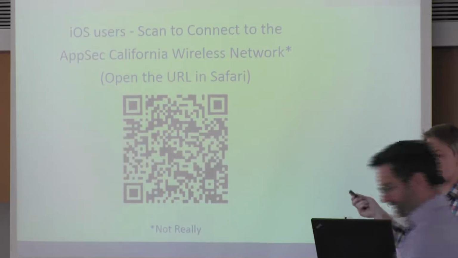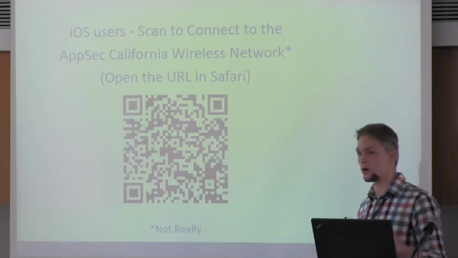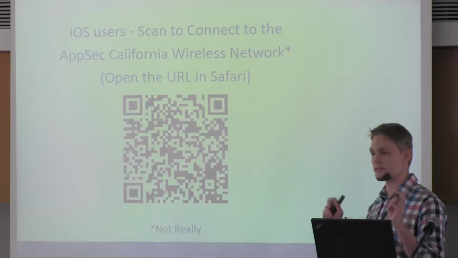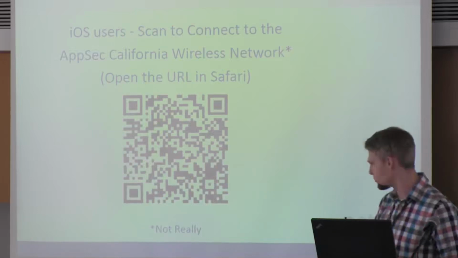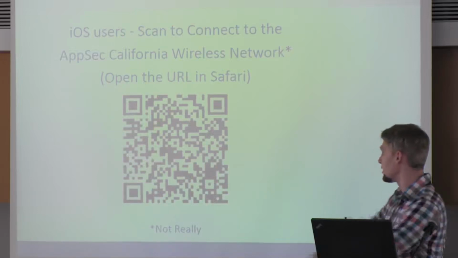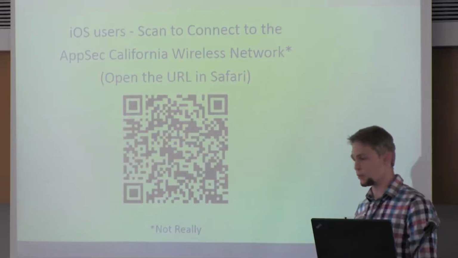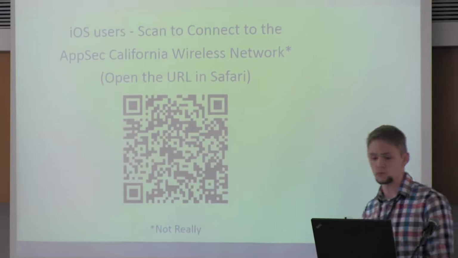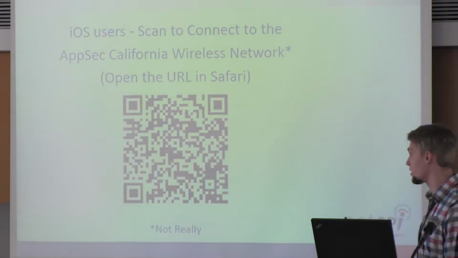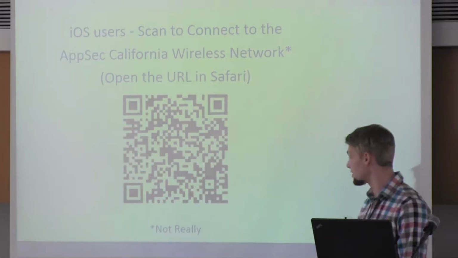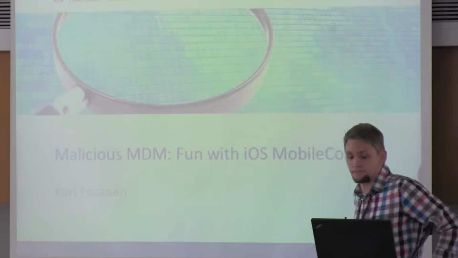This little QR code here will connect you to a wireless access point that's advertised as AppSec California, or something like that. I don't remember exactly. But doing so, it actually uses these .MobileConfigs to get you all set up. So we'll talk about how this is going to be created, talk about MobileConfigs, MDM, all that fun stuff.